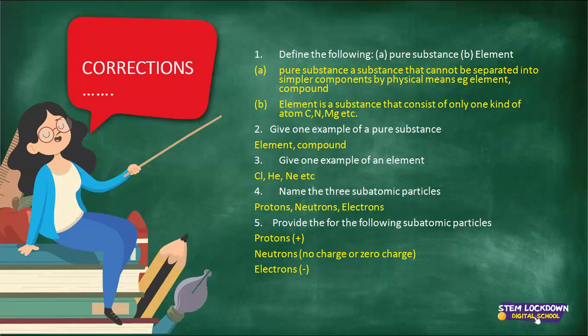Two, give one example of a pure substance. So element or compound, any one of these. Give one example of an element: chlorine, hydrogen, neon, any one of these. Name the 3 subatomic particles: protons, neutrons, and electrons. Provide the charges: protons are positive, neutrons have no charge, and electrons have a negative charge.